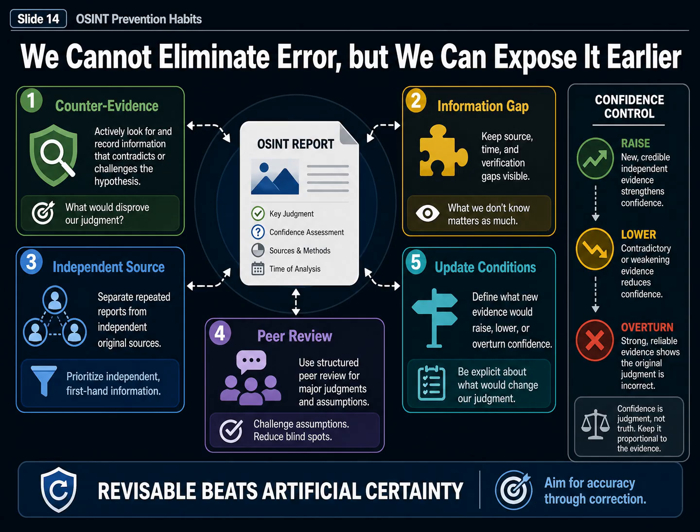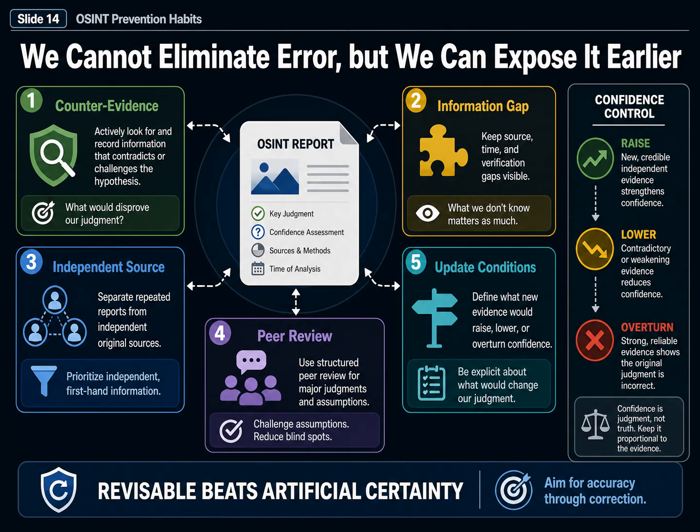No checklist can guarantee that an assessment will be correct. A good process can make error visible earlier and make revision easier. For every major judgment, record at least one counterindicator and one alternative explanation. List the sources, time periods, and verification steps you have not covered.